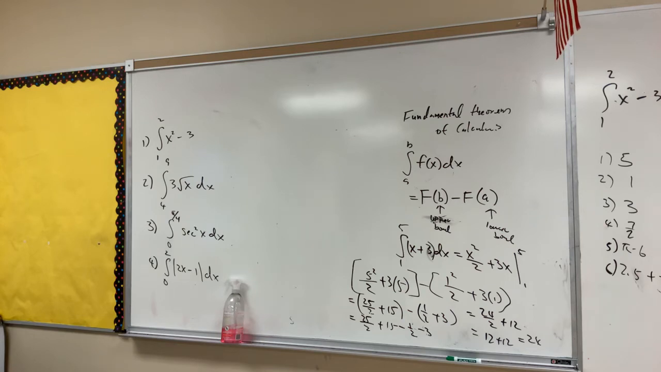The first one is negative 2 over 3. The second one is 14. The third one is 1. I'll go over the last one. If you want to stay, I'll go over the last one. It only takes me 3 minutes to do. If not, I'm going to record it.